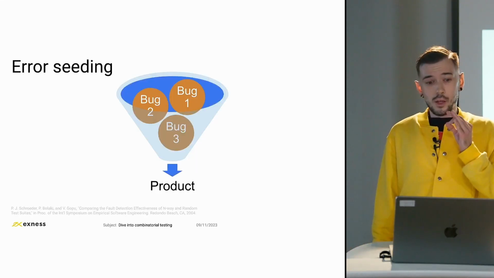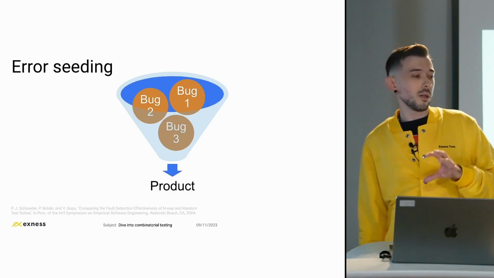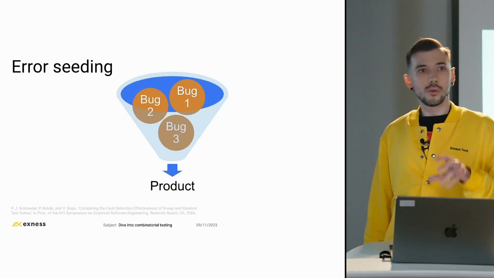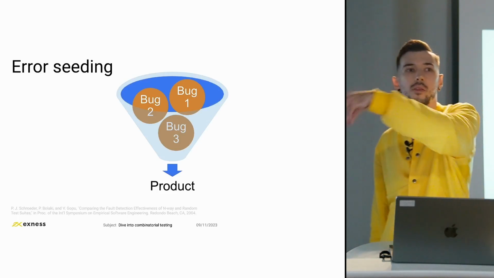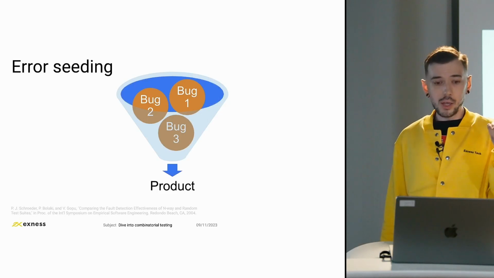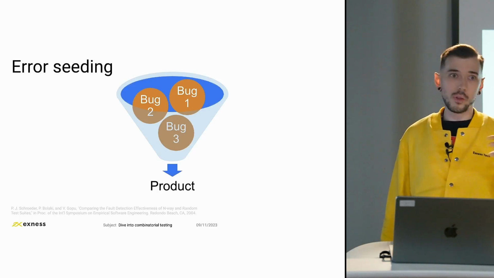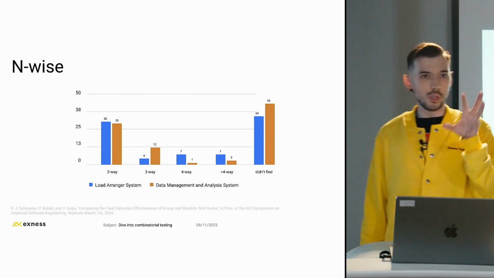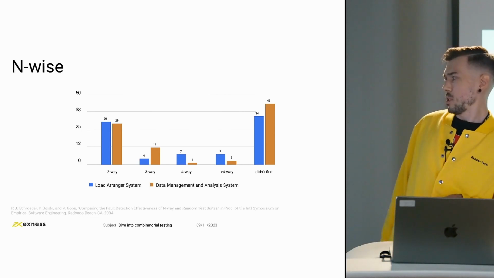Okay, let's get to the stricter side. Another interesting study shows us a couple of things. I need to say something about the technique they used. They seeded bugs inside existing software, so they knew where the bugs were. This helped them examine the system deeper and the results of the testing more consciously. And they had two systems under test: the loan arranger system and the data management analysis system.